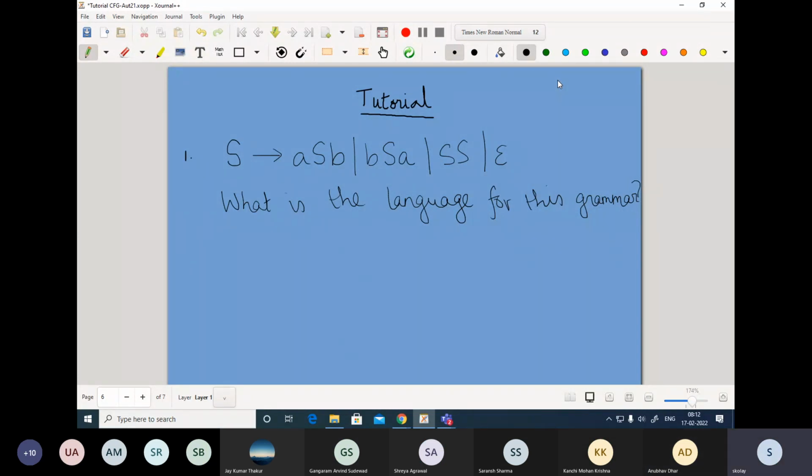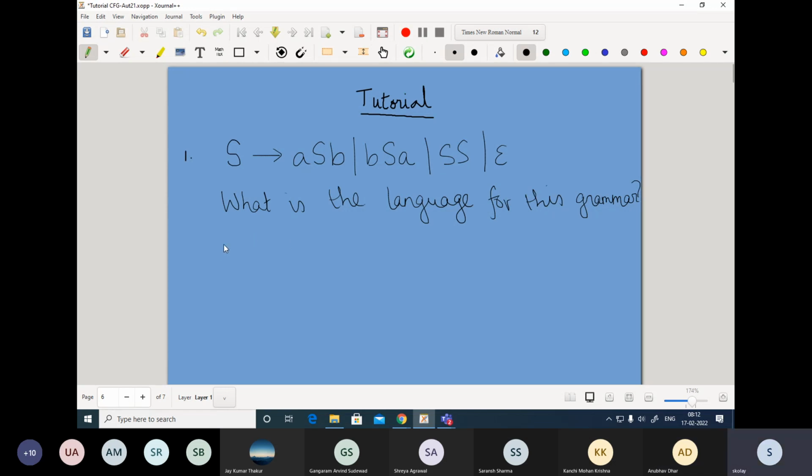So the first question is, I've given you a grammar where the productions are S going to ASB, BSA, or SS or epsilon. What is the language that this grammar is generating? Ma'am, strings having the same number of A's and B's.